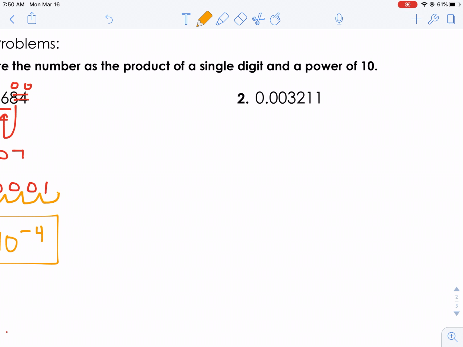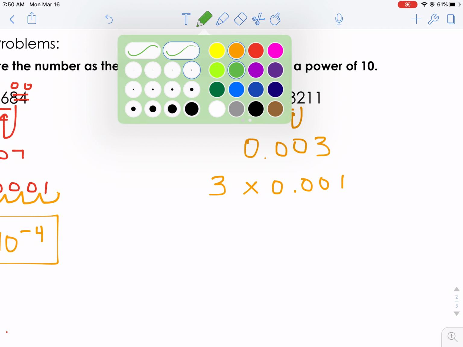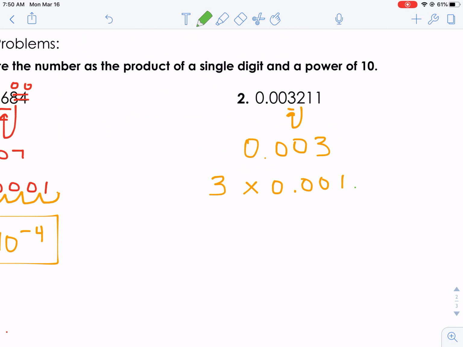In number 2, we'd be rounding to our 3 here. 2 is going to keep the 3 a 3, so we would have 0.003. We can factor out the 3, so we can write this as 3 times 0.001. And again, originally, with a 1 as a whole number, the decimal would have been right after it. So the decimal would have moved 1, 2, 3 times. So this would be 10 to the negative third. So our final answer would be 3 times 10 to the negative third.